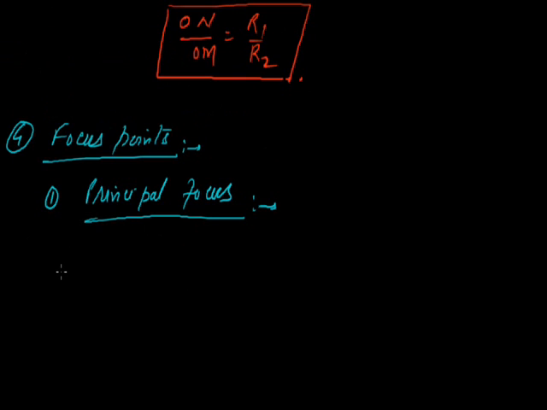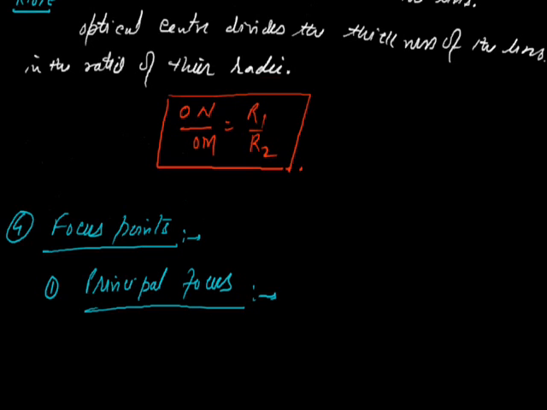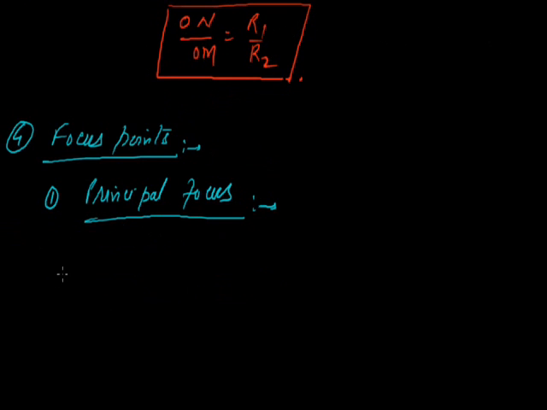Rays parallel to the principal axis, after refraction, either meet at a point on the principal axis or appear to diverge from that point. That point is known as the principal focus.